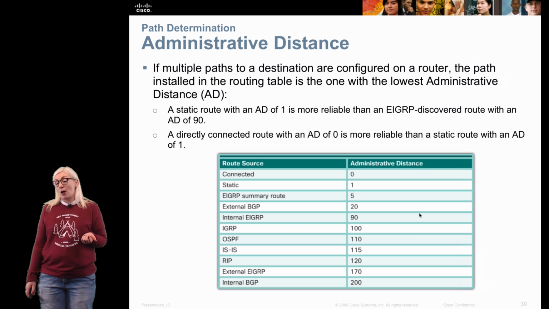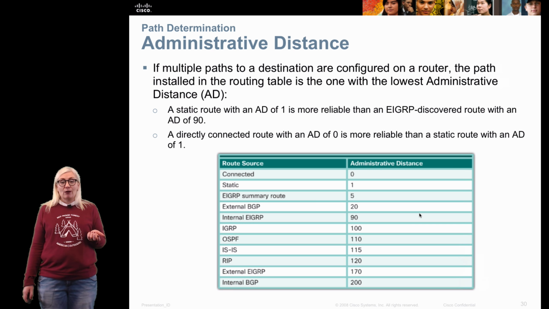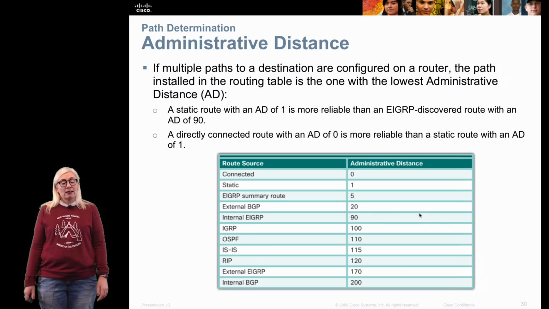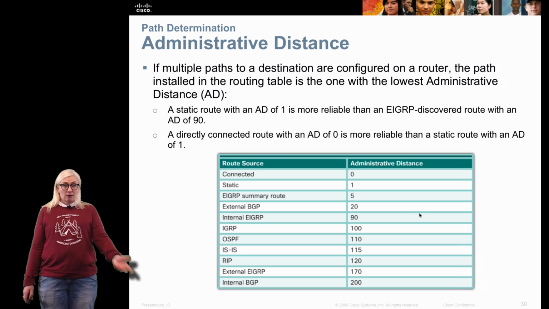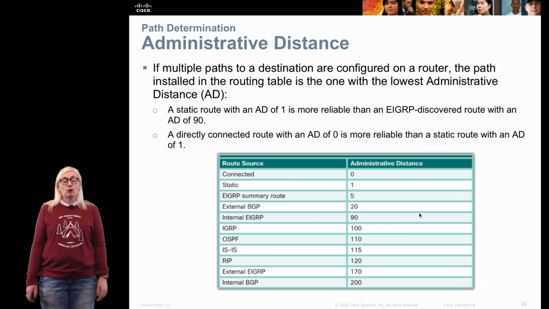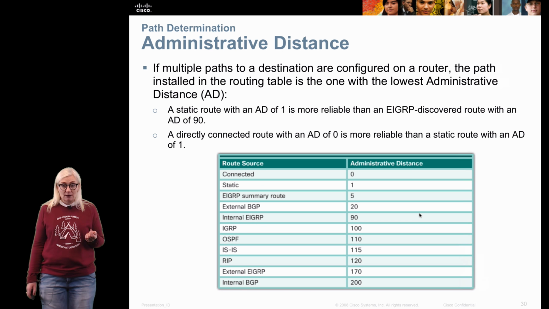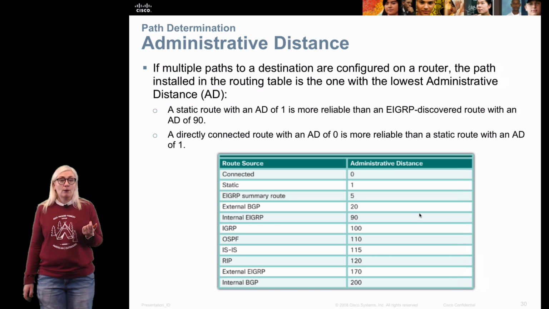If we have more than one routing protocol, then of course we cannot compare the metrics. We cannot compare hop count with bandwidth because they're two different things. So here we are using something called the administrative distance. The administrative distance tells us something about the trustworthiness of a route. And the lower the AD, the better the route. So we can see here, for instance, a directly connected route has the lowest administrative distance. This is the most trustworthy route.